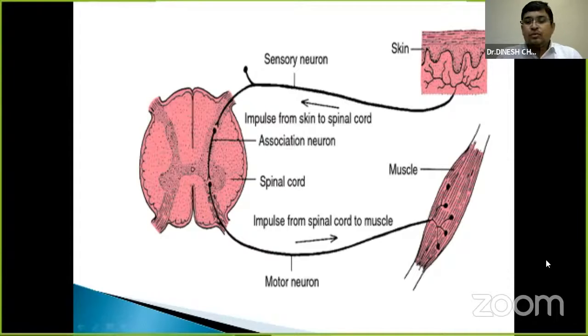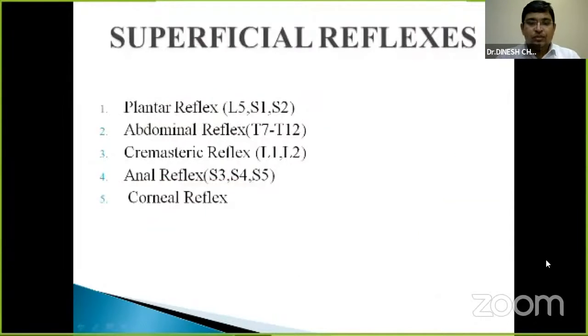So what are the types of superficial reflexes? Plantar reflex. What is the root value of it? The plantar reflex root value is L5, S1, S2. Abdominal reflex, what is the root value? T7 to T12. So this is the root value for the abdominal reflex.